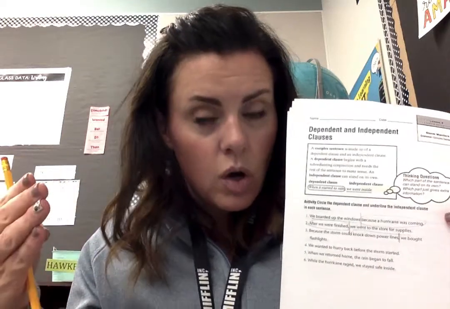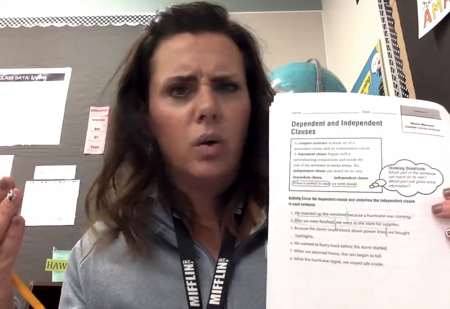And when I hear that, because the storm could knock down power lines, I know that that's not a complete sentence on its own. It can't be, because it starts with because, and it doesn't end, right? We don't know what happens. Right? So that is our dependent clause. We circle that part. And then the rest of that, we bought flashlights. Could that be a sentence all on its own? Yes, so that's our independent clause, and we underline that. We bought flashlights.